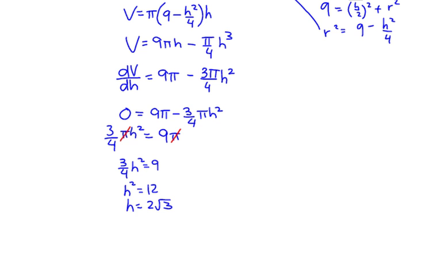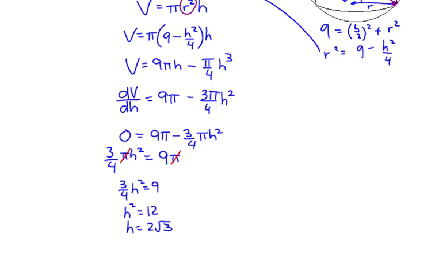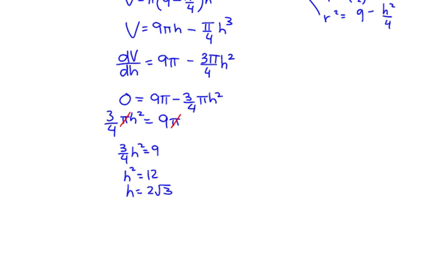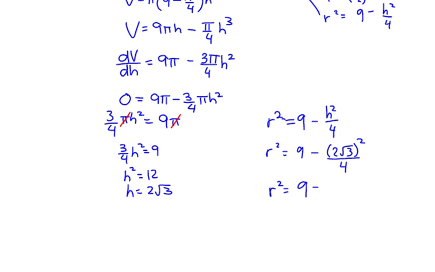Now it says find the exact dimensions. So we know the height. Now what do we need? The dimensions of our cylinder. The radius. Do we have a formula for our radius? Yeah? What's our formula? Beautiful. Okay. So r squared equals 9 minus (2 root 3) squared over 4. Root 12 squared is going to give you 12 over 4, or 3, and 9 minus 3 is 6. Our radius is root 6.